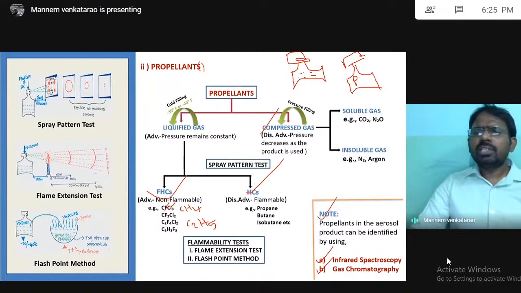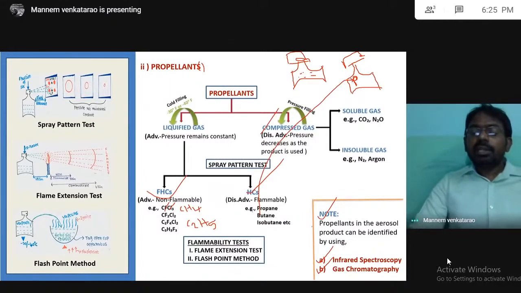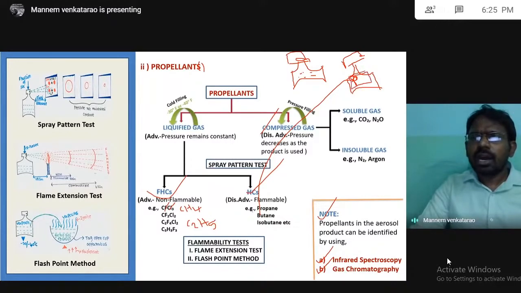So for example, propane is very costly, that's why they mention that propane is present in this product. But in reality, sometimes they will take butane because it is less costly, that's why sometimes they add butane. That's why it is a duty of quality control officers to know whether the propellant mentioned on the label is exactly present in the product or not. How would you know? By using either infrared spectroscopy or gas chromatography.